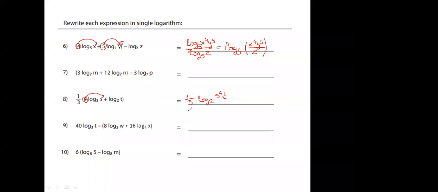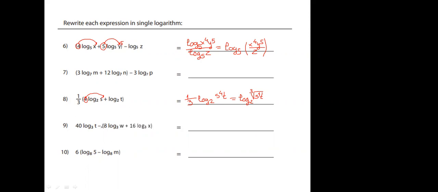And now what is 1 over 3? As we solved with the previous one, when we have the degree 1 over 2, it's just the square root, and here it is the root of third degree. So we have logarithm 2 of the third root of s to the 4 t. Is it clear how to solve it?